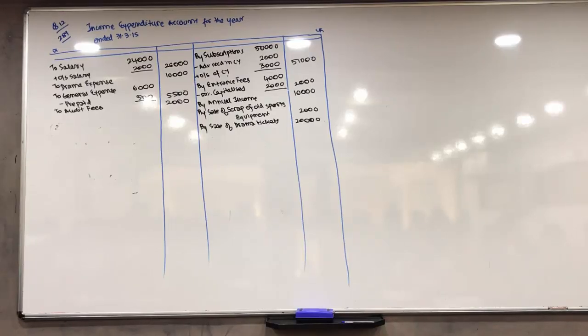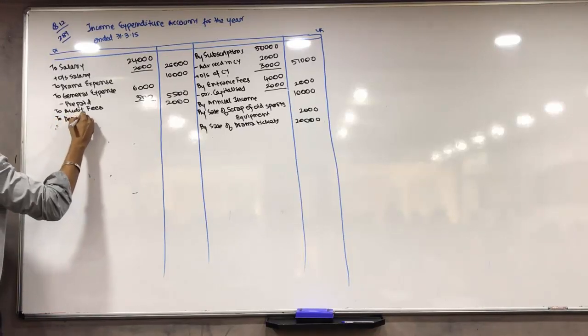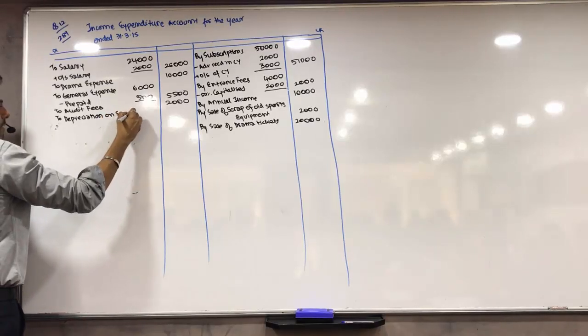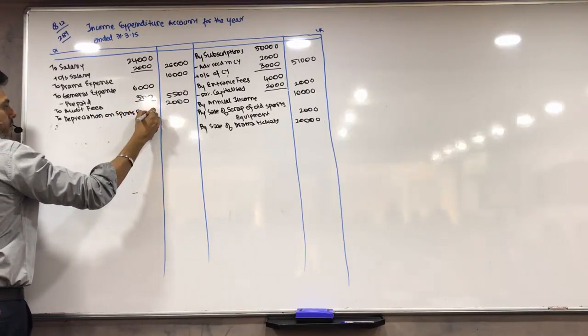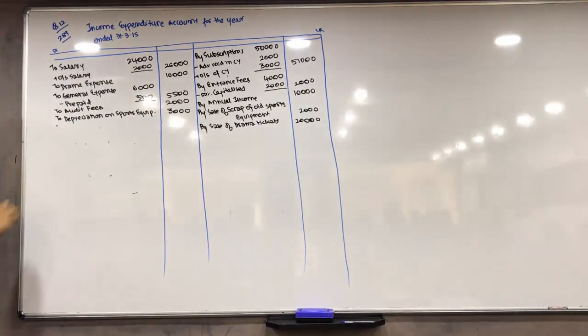Sports equipment will not come, but depreciation will come. So depreciation on sports equipment 3,000. To depreciation on sports equipment 3,000. Honorarium to secretary 5,000.